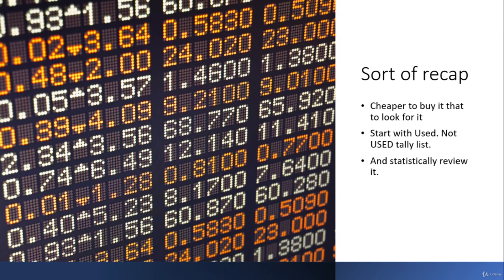So, a sort of recap. Remember, it's cheaper to buy something than it is to look for it. Always start with a used and not used tally list, and when you can, statistically review it to see the progress and improvements that you can make.